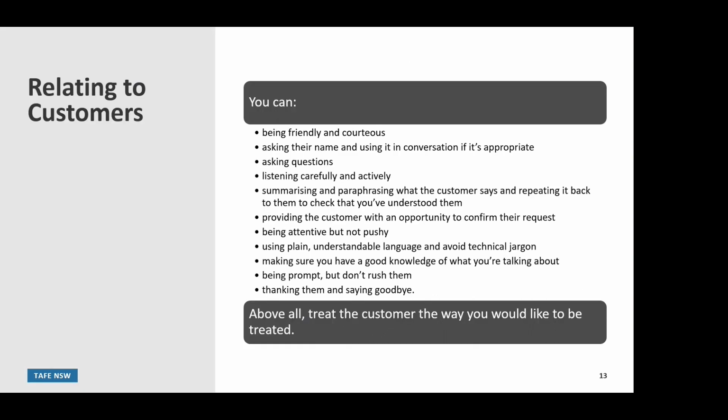So when we relate to customers, some of the things that you can do to have good relations with your customers are be friendly and courteous, ask their name and use it if it's appropriate in conversation. And this would be really important on the phone, in person, or in writing when you write people emails or chats. Using somebody's name really makes them feel like they're being heard and that they're an important person in the conversation. Active listening: asking questions, summarizing and paraphrasing what the customer says and repeating it back to them.